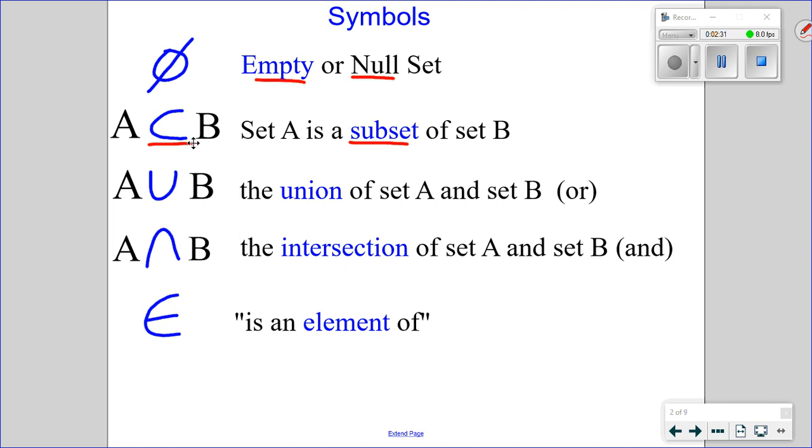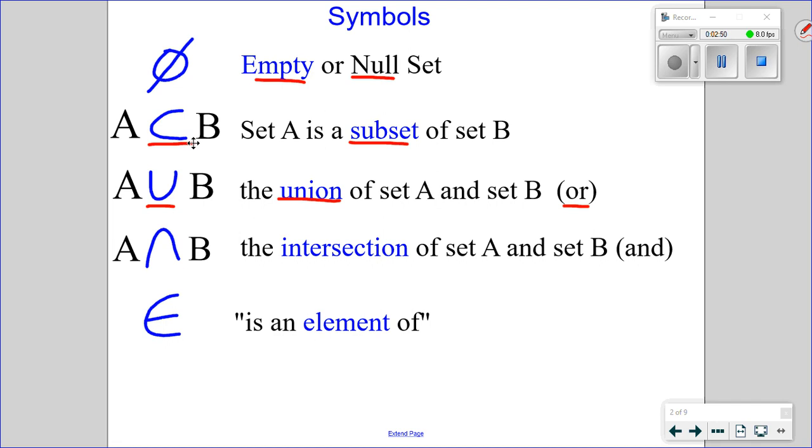Okay, our next symbol, which does look like a U, stands for the union. So again, we would read this as the union of set A and set B. You can also think of the union as or, so we'd be looking for the elements in set A or set B.